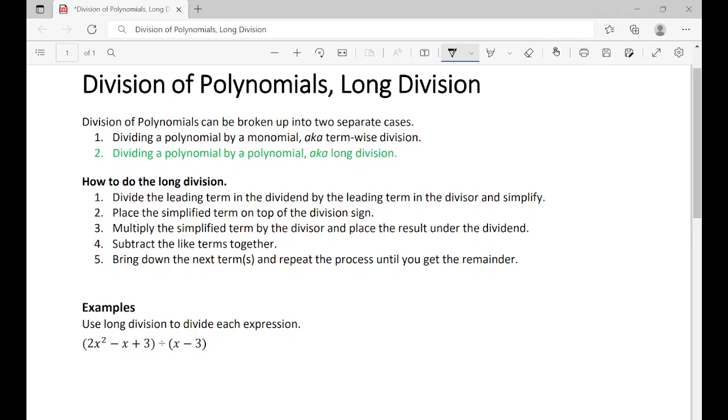When dividing polynomials, these can be broken up into two separate cases. First, dividing a polynomial by a monomial or a single term, also called termwise division, and dividing a polynomial by a polynomial, which is also known as long division. This video we're going to focus on the long division part.